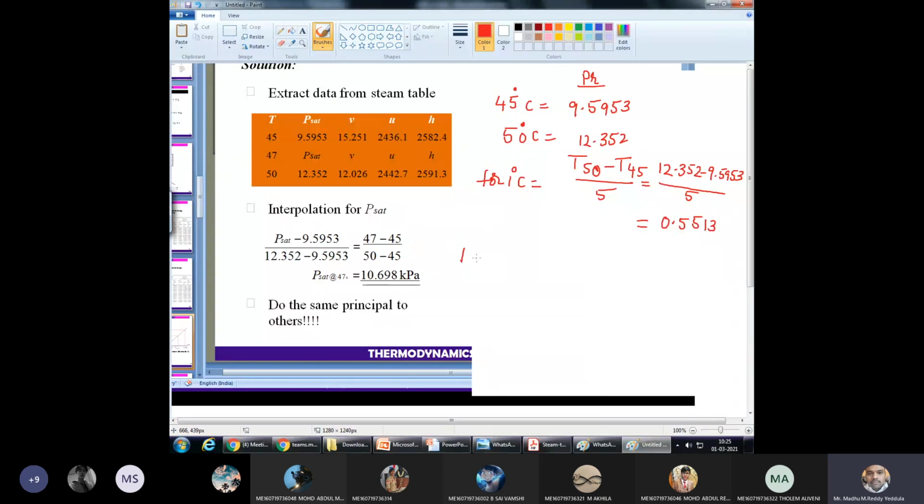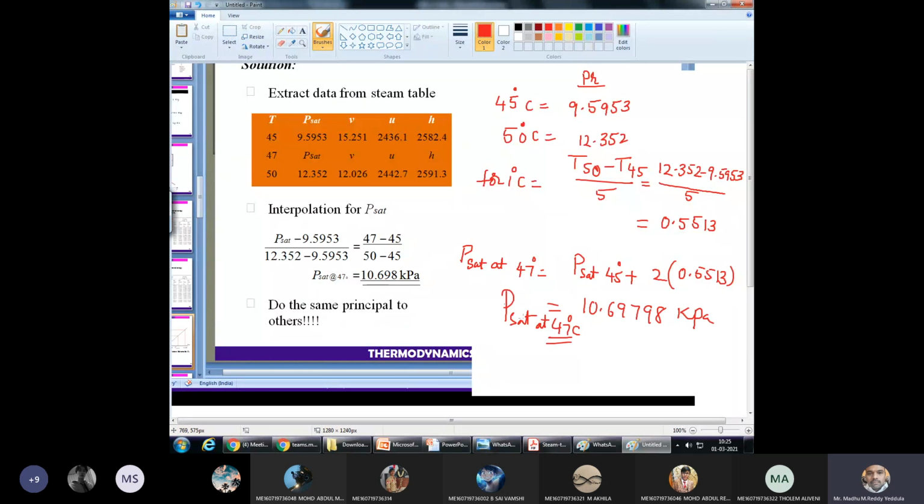Now I want the saturation pressure at 47. Let us say the saturation pressure at 47 is equal to the saturation pressure at 45 plus 0.5513 into 2, because 45 plus 2. 0.5513 into 2 will be 1.10268, plus 9.5953. It will be 10.69798, I got. This is the saturation pressure at 47 degrees centigrade.